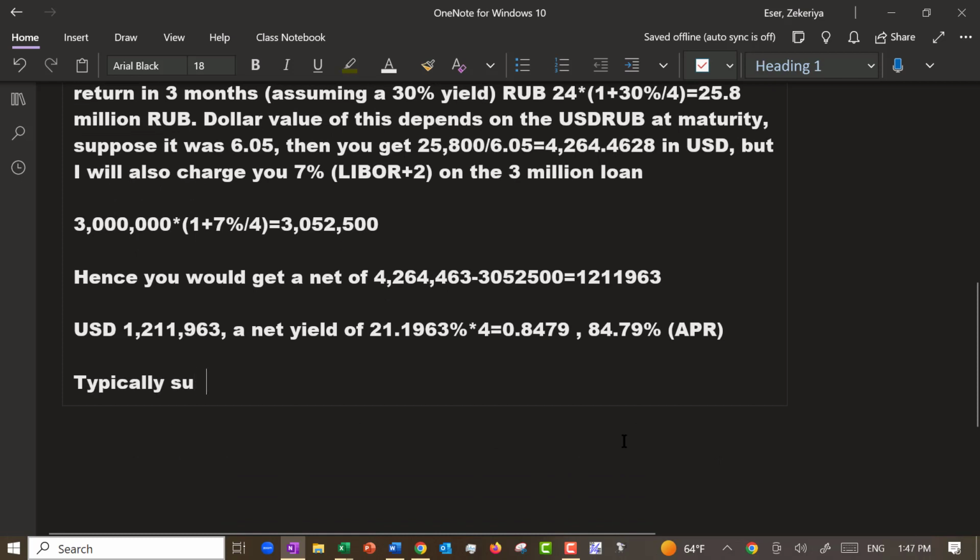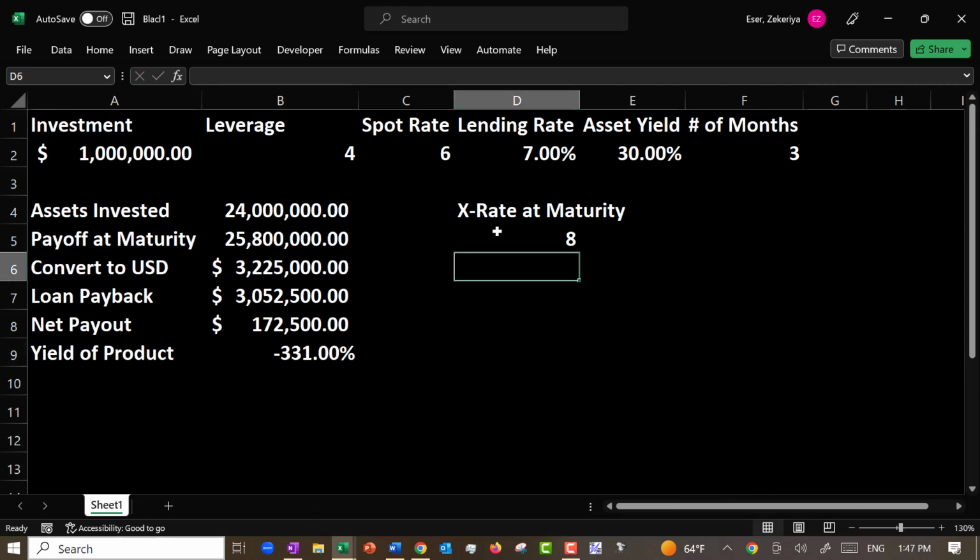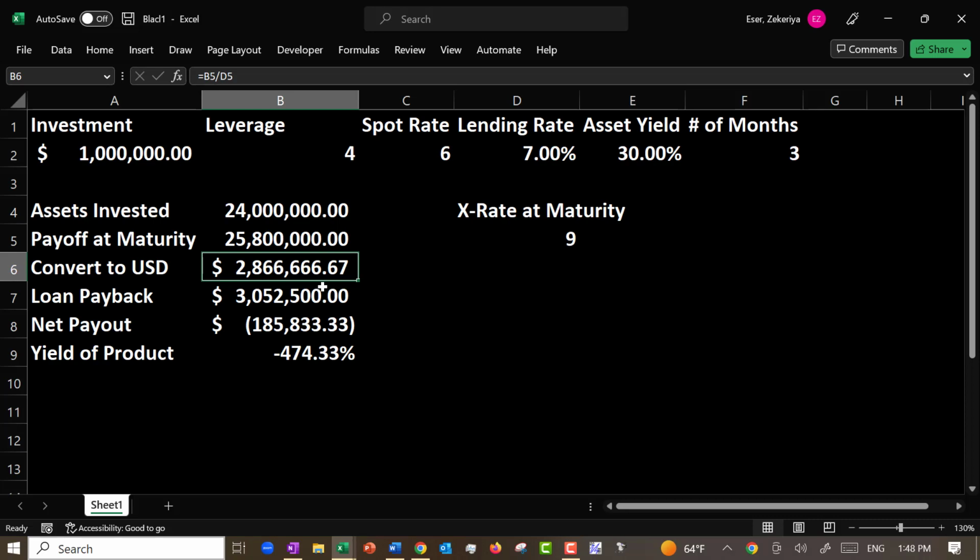Typically, such a product has a knockout feature. Think about this. If something happened, or let's do that 9. Something happened and the ruble suddenly started jumping to 9 from 6. The total amount I get back is less than what I lent as the investment bank. So I would actually lose money. So which means when you design a product like this, you typically put in a knockout feature.